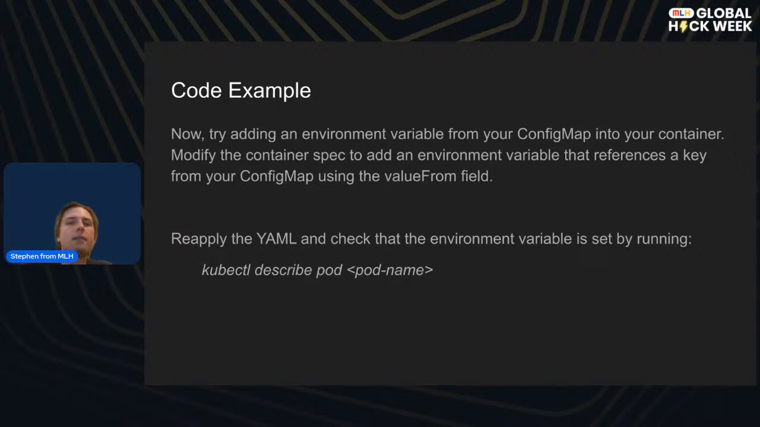Let's try adding an environment variable from your config map into your container. Okay, and so we will modify the container spec to add an environment variable that references a key from your config map using the valueFrom field. Okay, so we can get this from the config map. So let's go to our container spec.